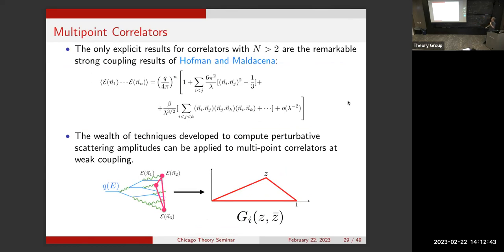Surprisingly, the only results that exist for these multi-point correlation functions for more than 2 points are the very impressive strong coupling results of Hofman and Maldacena, from that first paper. These are an expansion about the uniform, infinitely strongly coupled limit, so they're one plus some corrections, which can be computed via AdS/CFT. But this is very different from expanding about the weak coupling limit, where you expect point-like structure. What we would like is an analogous calculation for higher point correlation functions, but now about weak coupling. The reason we can do this quite nicely is that there's been a huge wealth of techniques for perturbative scattering amplitudes, which can be repurposed to understand these multi-point correlation functions at weak coupling.